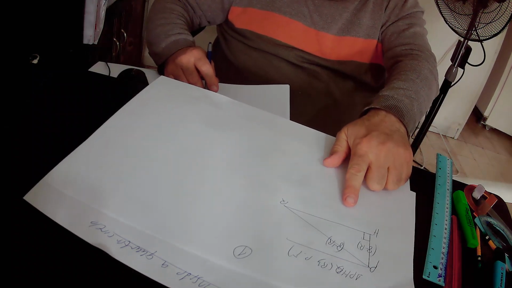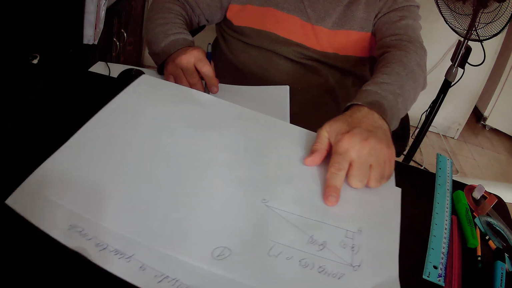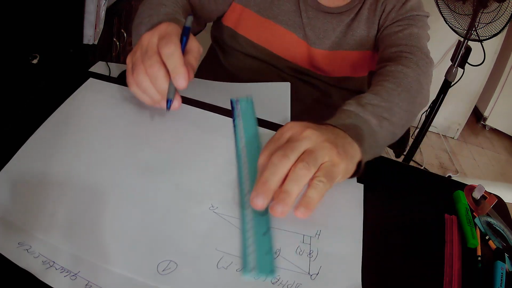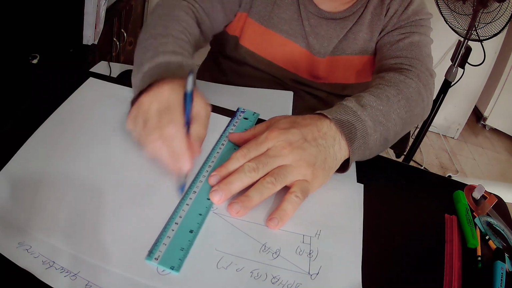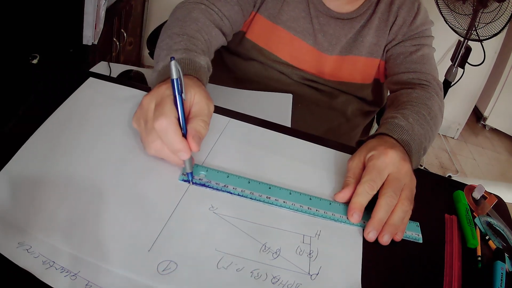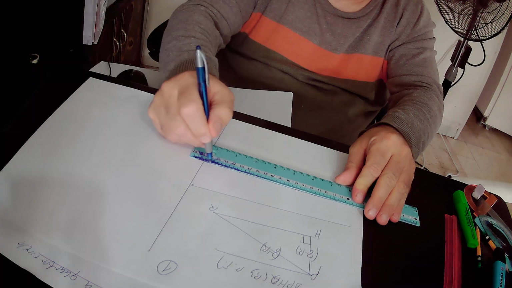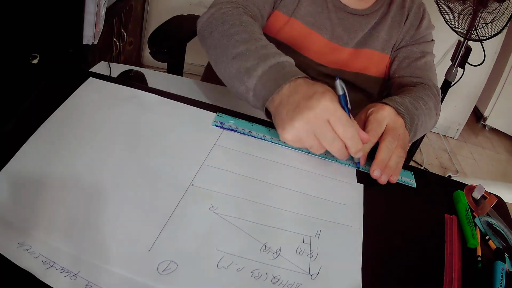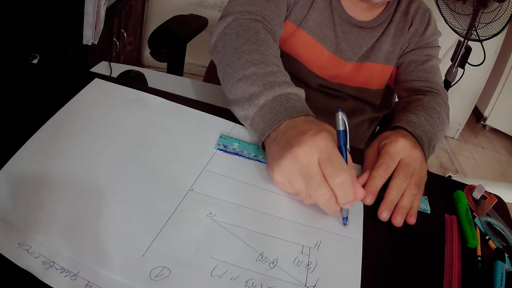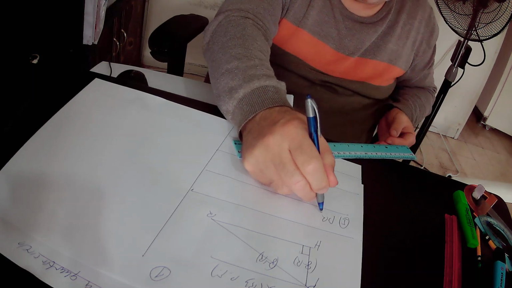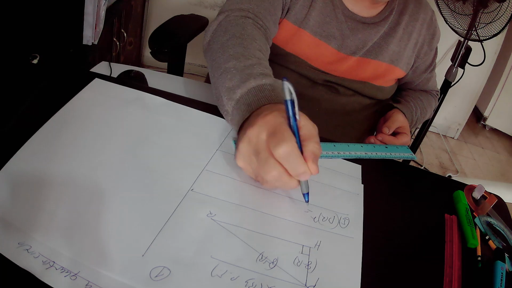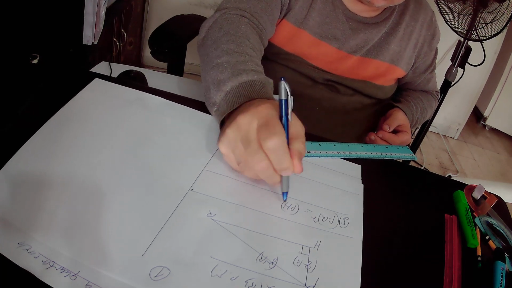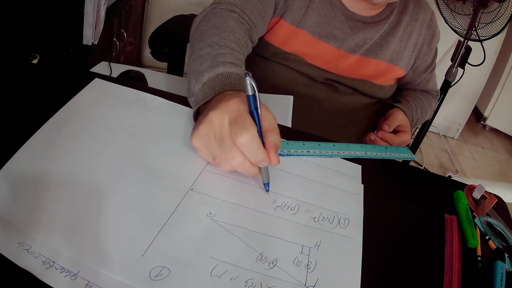This is right triangle PHQ from the original drawing. According to the Pythagoras theorem, in this right triangle PHQ, PQ squared, that is the square of the hypotenuse, must be equal to PH squared plus HQ squared.